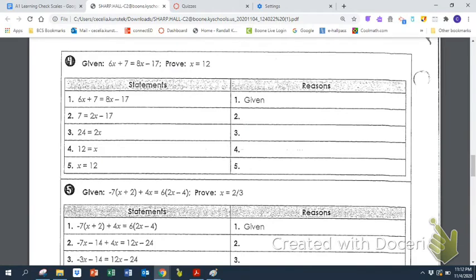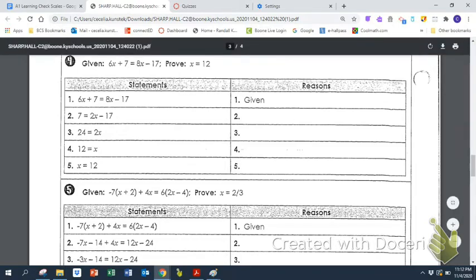Okay, so a few more here. So given 6x plus 7 is equal to 8x minus 17, prove that x is equal to 12. So we're going to rewrite the statement that's given. Now, how did they go from number 1 to number 2 on this one? They used subtraction. They subtracted from either side.